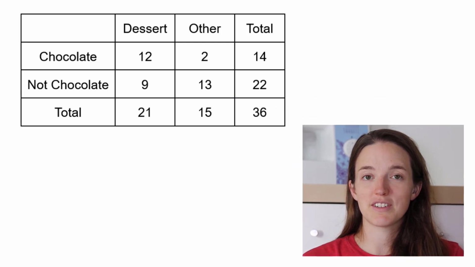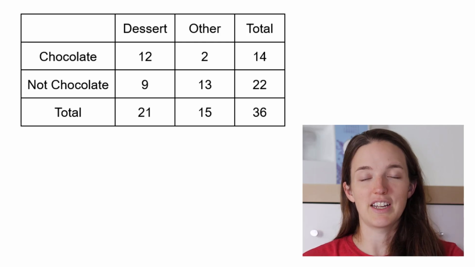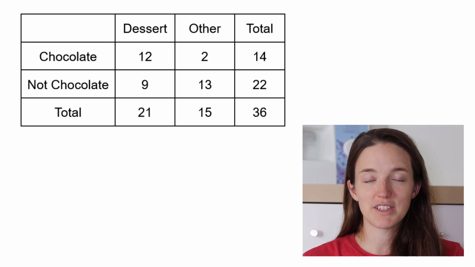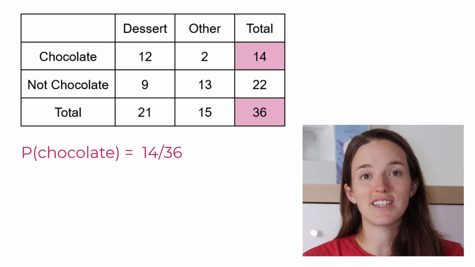So let's revisit that table from last time. We looked at recipes that were either dessert recipes or other, and then we also noted if they had chocolate in them or no chocolate. If I randomly select one, the probability that it is a recipe that involves chocolate is 14 out of 36.